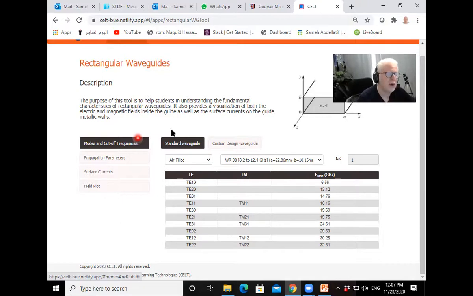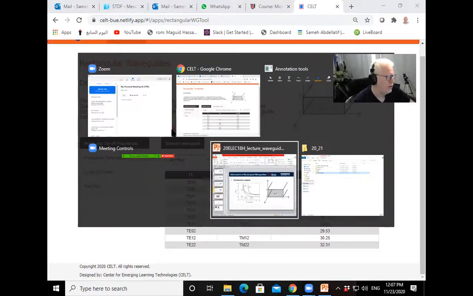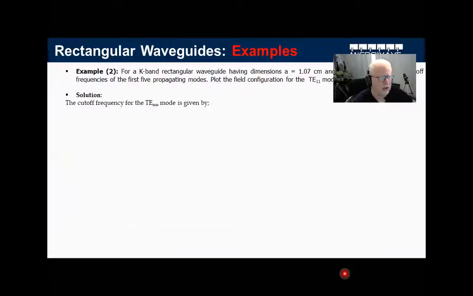Okay, so the first one is a very important one, and actually this is somehow associated to an example I solved with you in this slide. As you can see, this is a very simple example. It has given A and B, which are the dimensions for the rectangular waveguide, and it asks you to calculate the first 5 rectangular waveguide modes, so the first 5 cutoff frequencies.